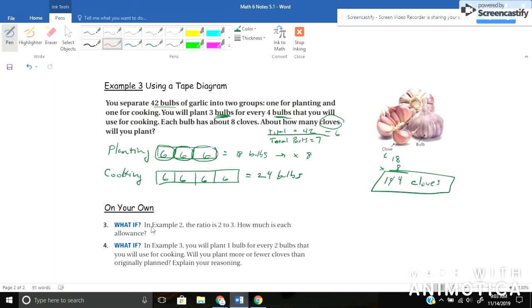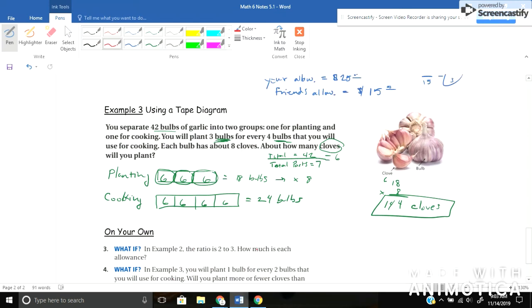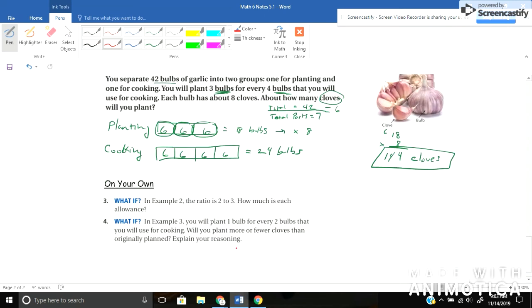All right, for 3, it says, what if in example 2, the ratio is 2 to 3? How much is each allowance? So now we have you and your friend, and our ratio now is 2 to 3. If we took our total allowance, which was $40, and divided it by our total number of parts, 1, 2, 3, 4, 5, we would come up with $8, and that's how much each segment of our tape diagram would be worth.